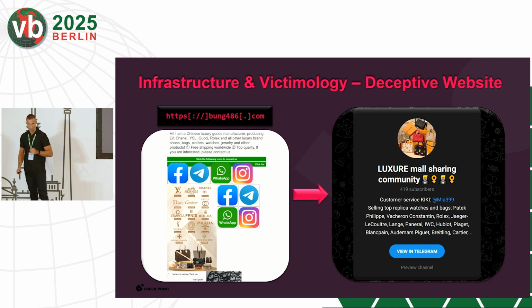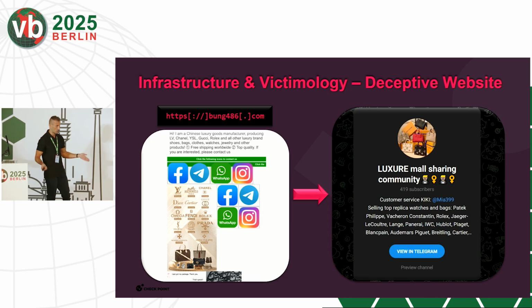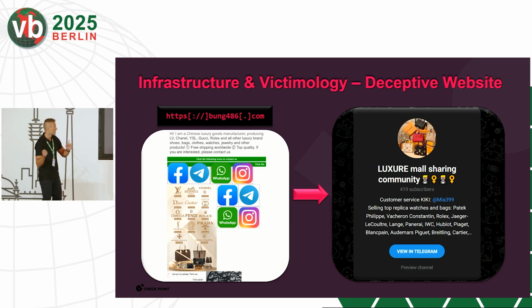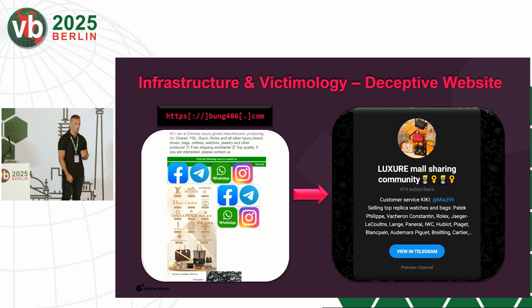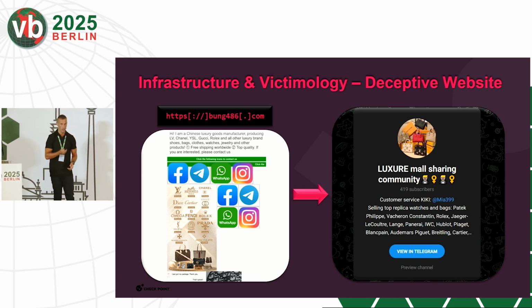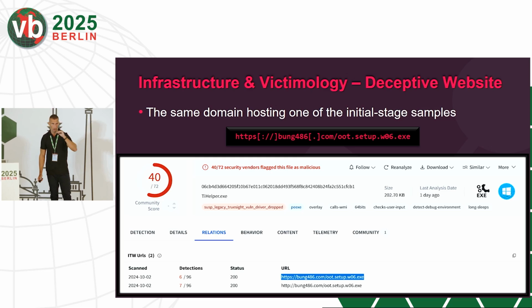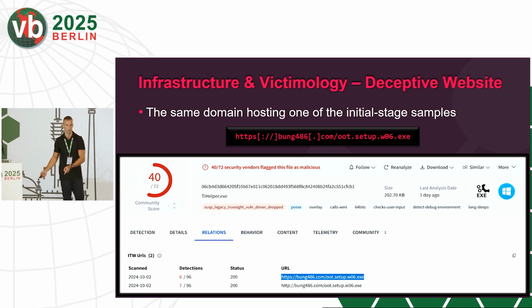Let's check an example of a deceptive website. You can see the domain bank486, and it just looks like some phishing website luring for Best Buy deals. Whenever you click on one of the messaging icons, you will be redirected to the appropriate channel, which is again a deceptive channel. And it was a super cool coincidence that the same domain hosting the phishing website was also hosting one of the initial stage samples that was dropping one of the vulnerable drivers, the legacy one.